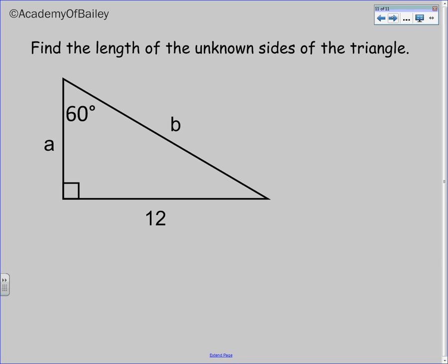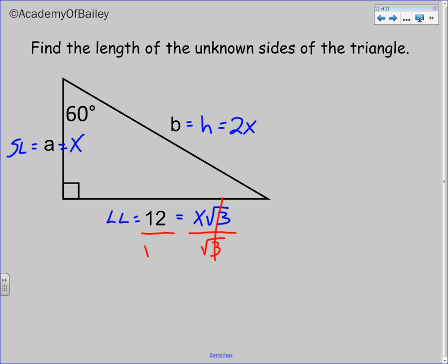Okay, you try this one on your own. Hit pause. Try it on your own. Well, we know this is the longer leg. This is the short leg. And this is the hypotenuse. Well, let's find the short leg. The short leg is x. Hypotenuse is 2x. And we know that this is x times the square root of 3. So how do we get x by itself? We divide by the square root of 3.